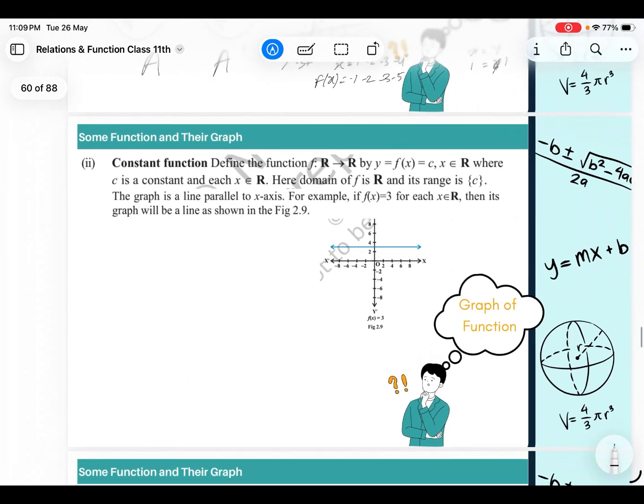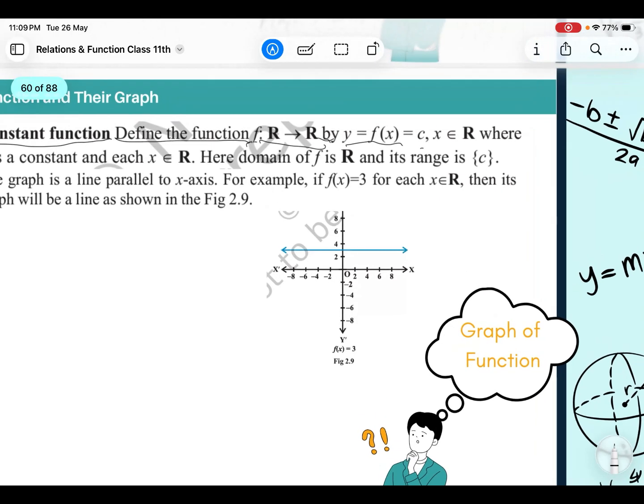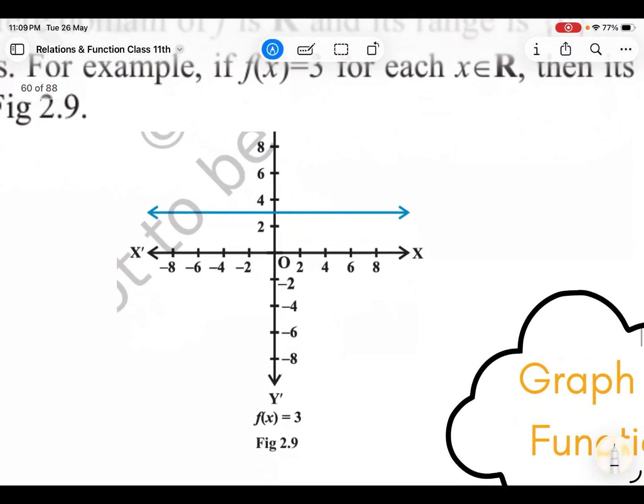Now next one, the second one, constant function. Define the function f such that R to R by y equal to f(x) equal to c, meaning we just take some constant. You see in this graph, I want you to focus and observe what this line is about.